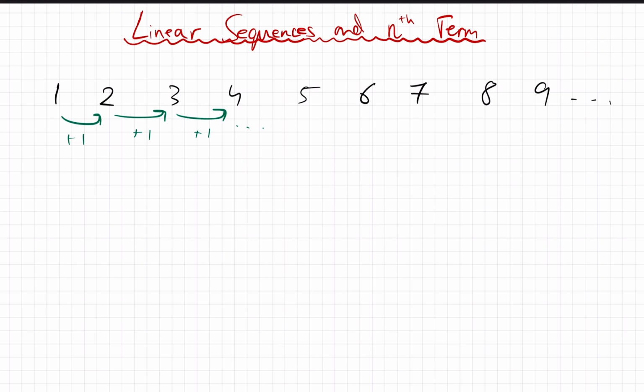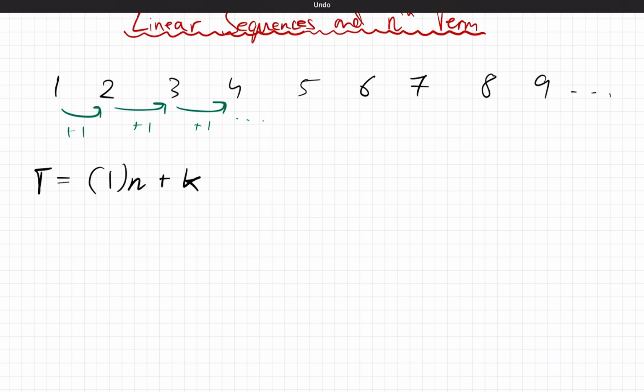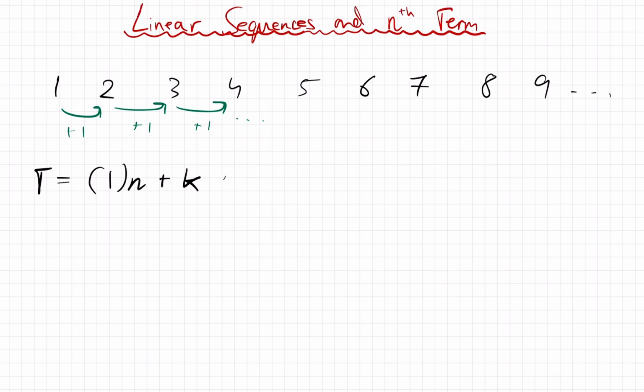So we can start by writing t. The term is going to be 1 multiplied by n plus k. Okay, so that's the first step. We want to get this, and now the next thing is to solve for k.